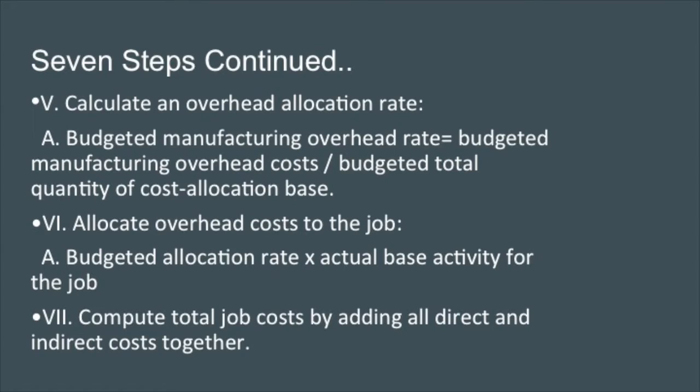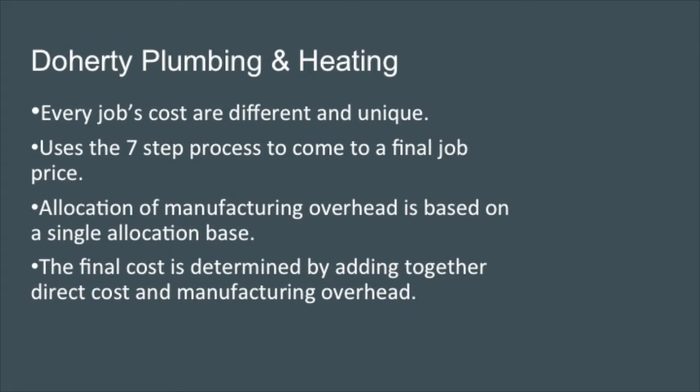5. You're going to calculate an overhead allocation rate. They do this by taking their budgeted manufacturing overhead costs and dividing it by the budgeted total direct labor hours that the company has. 6. You have to allocate overhead costs to every job. They do this by taking the budgeted rate that they just found and multiplying that by the direct labor hours it took to get a job done.